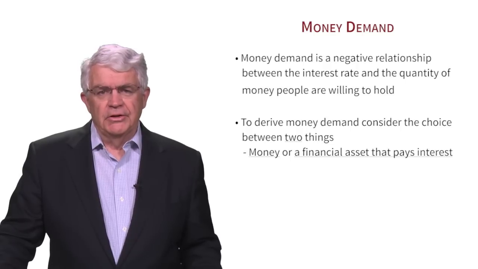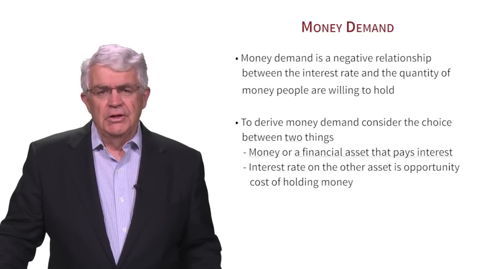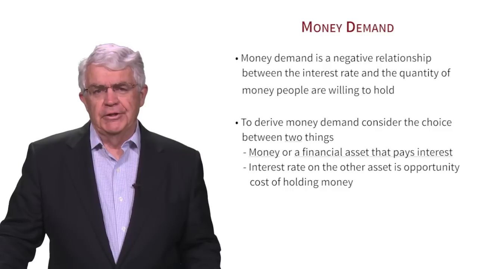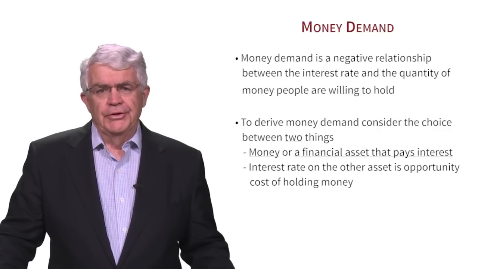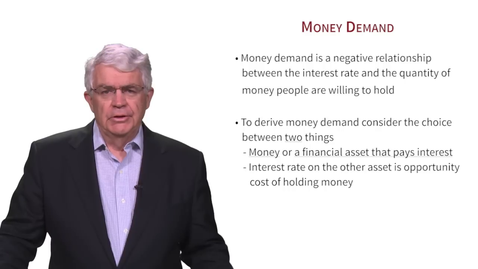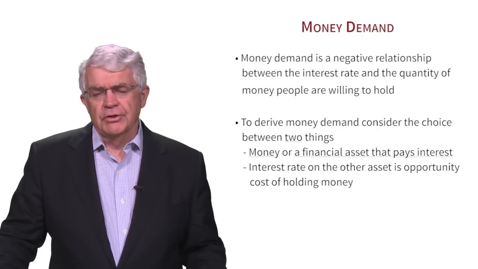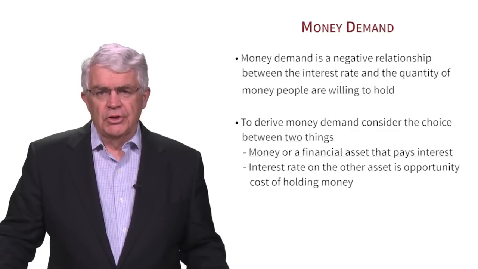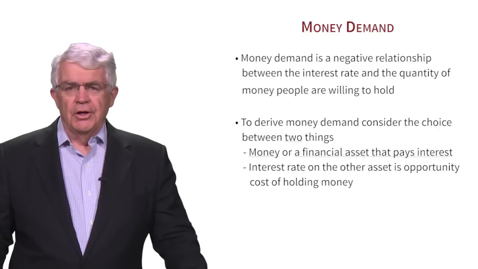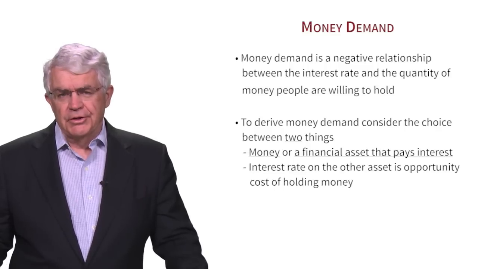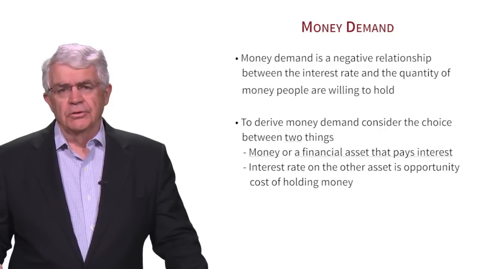Now, if you think about it, the interest rate on the other asset is an opportunity cost of holding money. If you hold a lot of money in your pocket or under your mattress or wherever you want to hide your money, that means you're foregoing the interest that you could get if you put that money in a bond, which paid interest. And so the interest rate on these other assets is an opportunity cost of holding money. That's the cost you're implicitly paying. You're missing out on that benefit by holding money, and that's the opportunity cost of holding money.